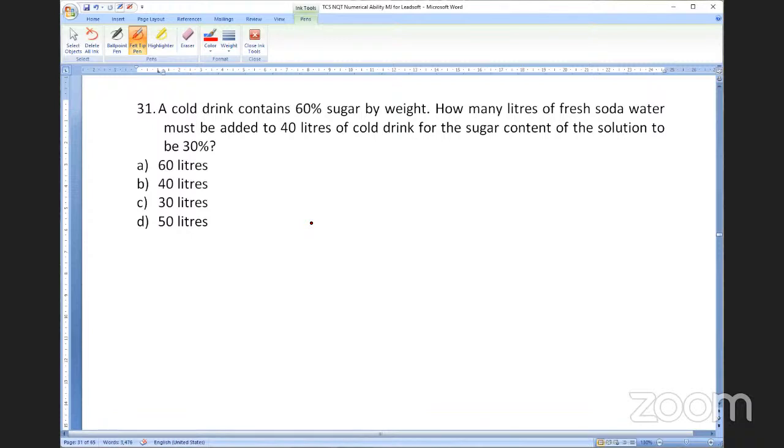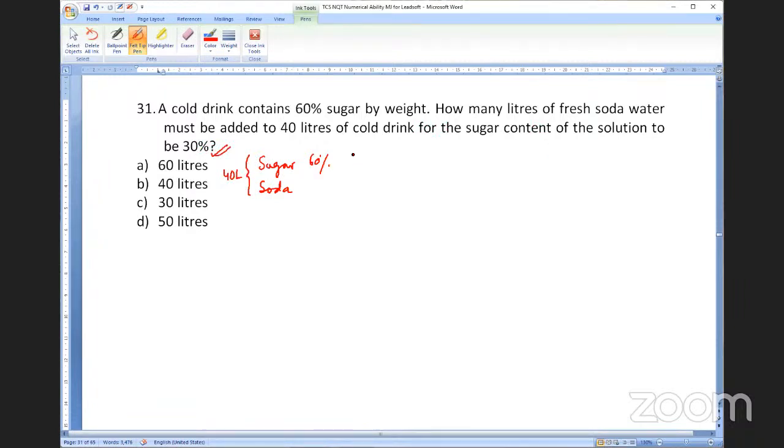Okay. People have started putting up their answers. Very good, Ashwini. Let's see what we have. A cold drink contains 60% sugar by weight. How many liters of fresh soda water must be added to 40 liters of the cold drink, where we have already 60% sugar, so that the sugar content of the solution will now become 30%?